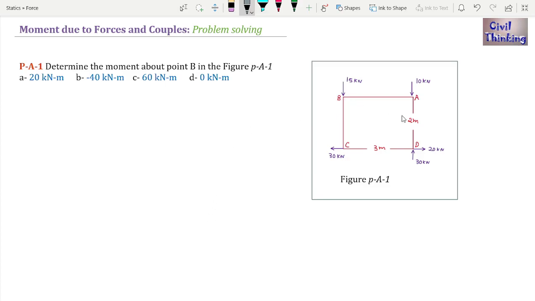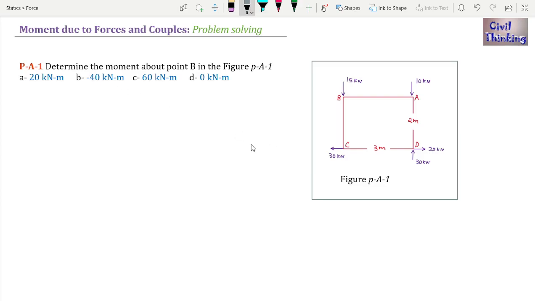Moment at B is due to the forces at A, D, and C. Moment at B is not due to the force at B, that is 15 kilonewton, because it is passing through the point B, so the moment due to it is 0. So we are only left with points A, D, and C. Moment at B will be due to the 10 kilonewton force at A, the 20 kilonewton and 30 kilonewton at D, and the 30 kilonewton at C. The summation of all the moments due to all the forces at A, D, and C will be the net moment at B, and that will be the correct option.